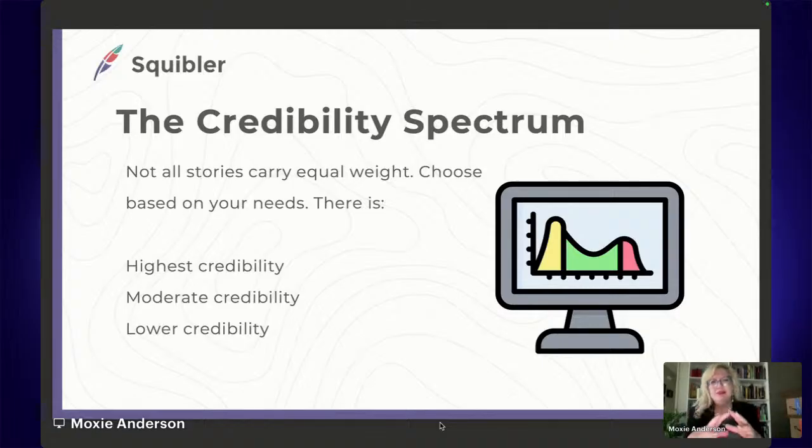So there's something else to consider with your credibility. Not all stories hold the same weight when it comes to credibility. So you'll want to choose what you're going to include based on your needs. There are higher levels of credibility and moderate levels and lower.